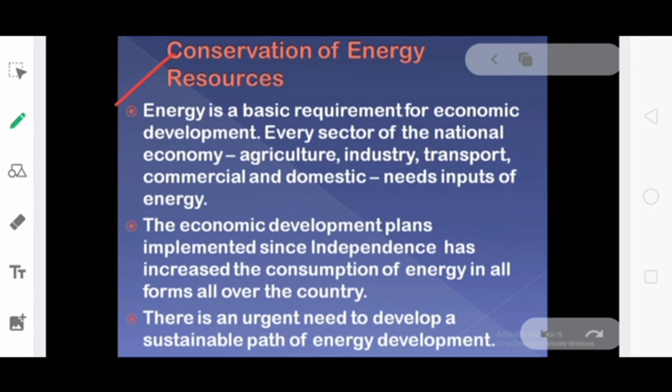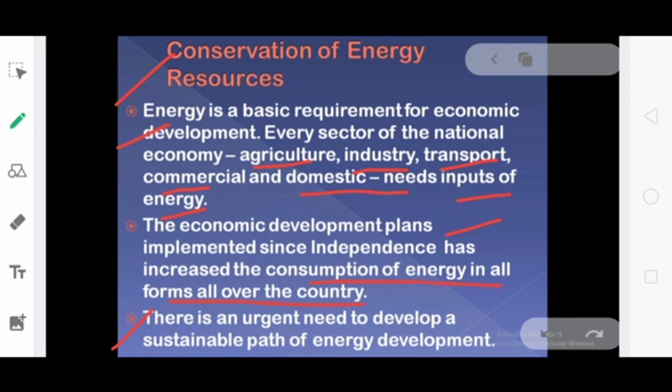Next is conservation of energy resources. Energy is a basic requirement for economic development. Every sector of the national economy, agriculture, industry, transport, commercial and domestic, needs inputs of energy. The economic development plans implemented since independence have increased the consumption of energy in all forms over the country. So the consumption of energy has increased widely.